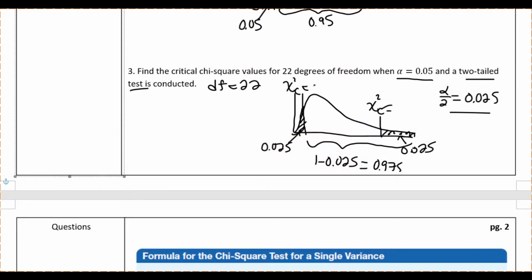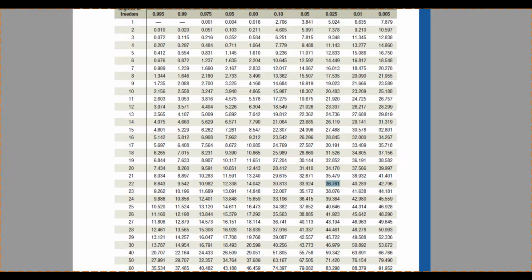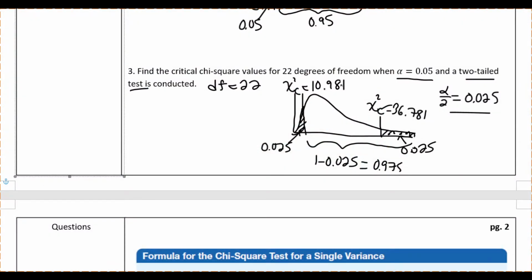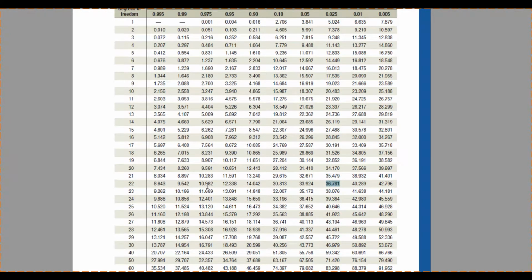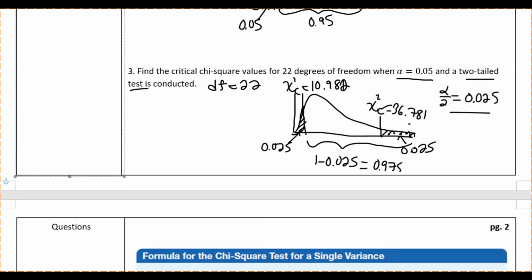All right, so we said that this was 10.981 for the left side and 36.781 for the right. Let me double check that left value. This was 982. Let me double check it again just to make sure. Yes, so 982 and 781.